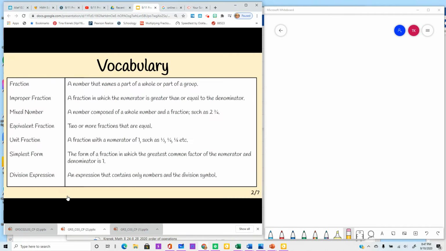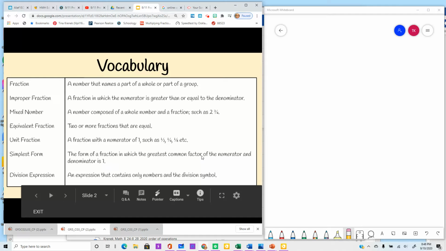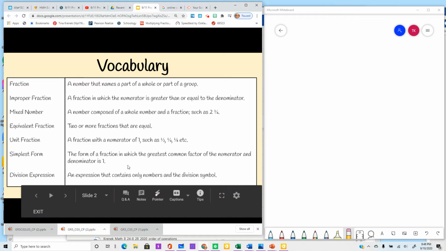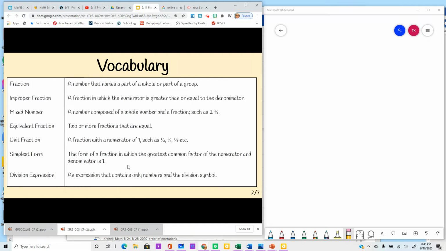So to review some of our vocabulary, we had the word fraction, a number that names a part of a whole or a part of a group. We have improper fraction, which we're going to take a look at today. An improper fraction is a fraction where the numerator is greater than the denominator. We have mixed numbers. A mixed number is a whole number and a fraction such as 2 3/4. We have unit fraction, and that's any fraction that has 1 as the numerator. We've discussed simplest form, and that's reducing a fraction by dividing to its lowest numbers possible.